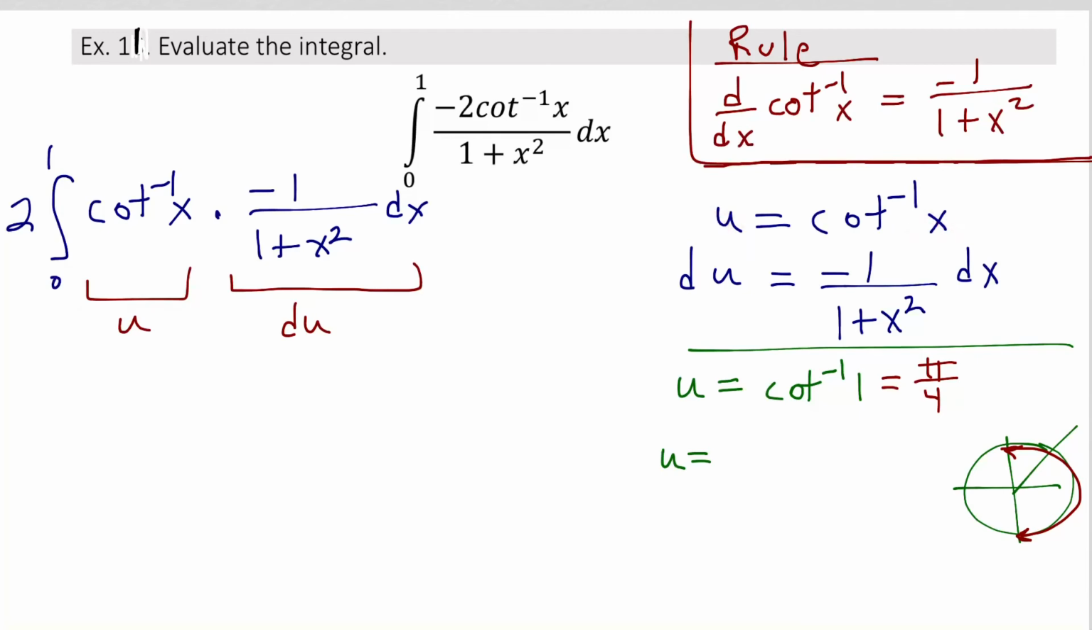Now for the lower limit of integration, we've got 0 when it's x, so I put 0 here and I calculate u. So I'm trying to find the angle whose cotangent is 0. All right, so that means we know for cotangent, cosine is in the numerator, sine is in the denominator. So that means my cosine must be 0 in order for the inverse cotangent to be 0. So that's the angle whose cotangent is 0. So that must mean that I'm up here at pi over 2. All right, so I've got pi over 2.